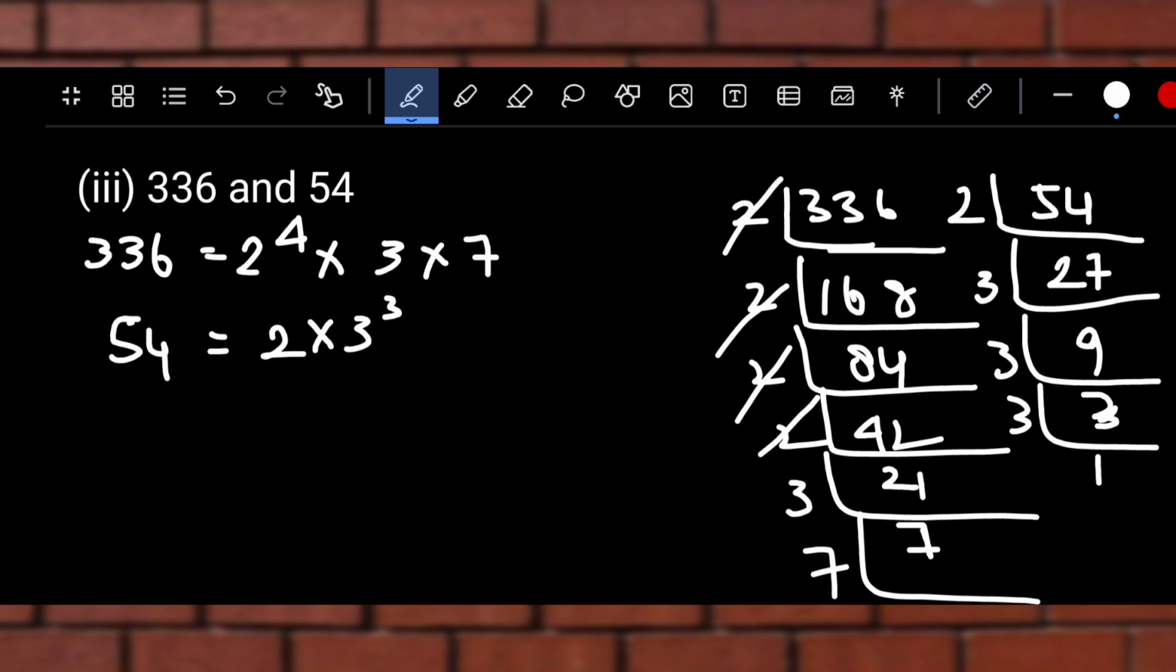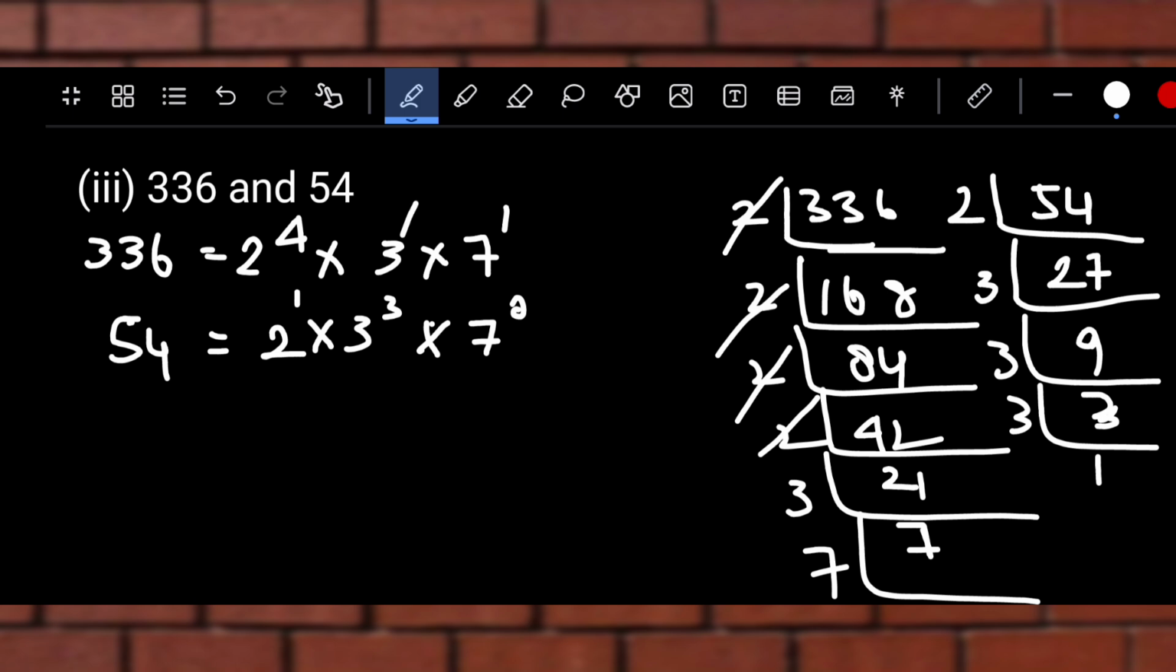Okay. So here we have 2 in both the numbers. We have 3 in both the numbers. We have 7 only in 336. We don't have 7 in 54. So I'll be writing 7 but to the power 0. Here 7 to the power 1, 3 to the power 1, 2 to the power 1.